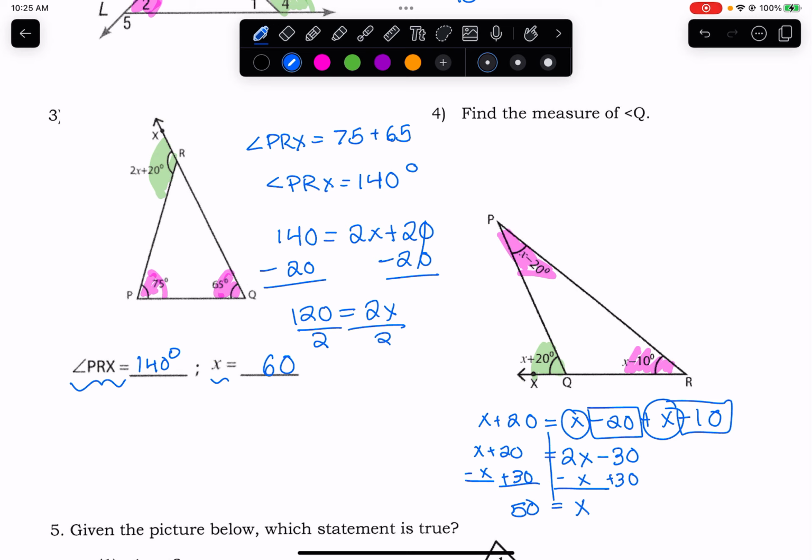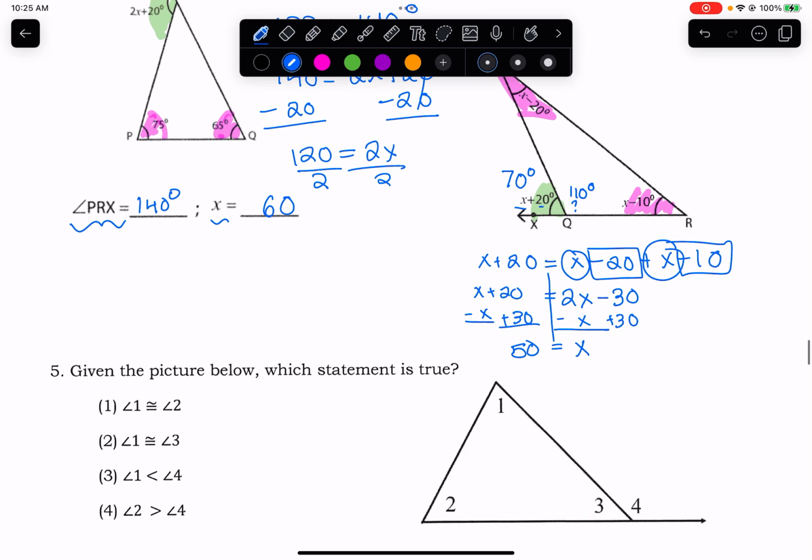Now they're asking for the measurement of angle Q. So if x is 50, then this angle is 70 because it's x plus 20. This angle Q is supplementary to 70, so it would be 110.